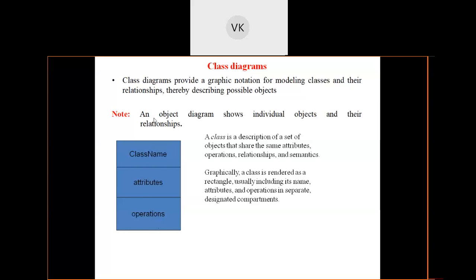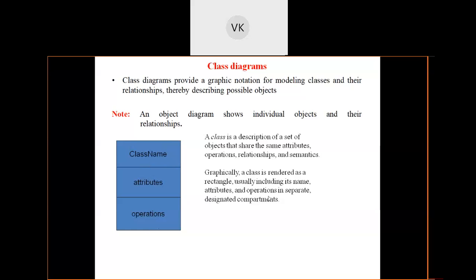A class diagram is a description of a set of objects that share the same attributes, operations, relationships, and semantics. This is the overall structure of the class diagram. It has three partitions. The first partition is for naming the class; here you write the name of the class. The second is for writing the attributes of the class, and the third is for writing the operations of the class.